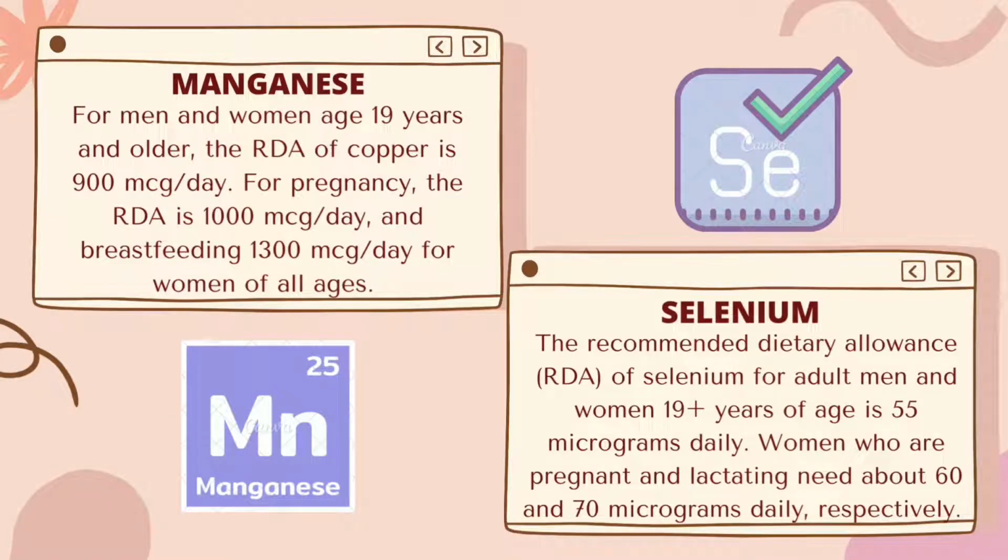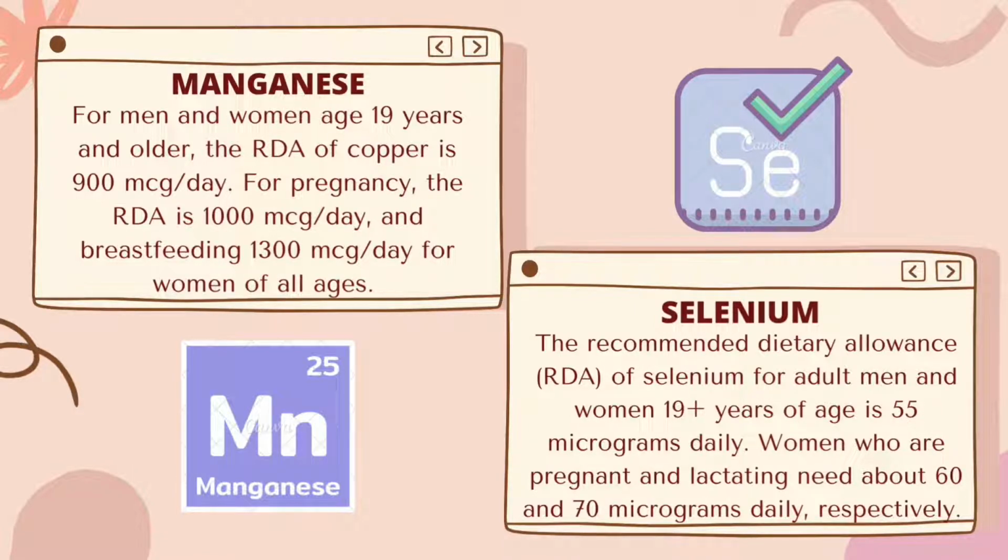Manganese. There is no daily recommended intake of manganese, but the adequate intake or AI recommendation is 1.8 to 2.3 mg per day. The AI for children differs depending on age. The tolerable upper intake level or UL is 11 mg per day for adults 19 and older.